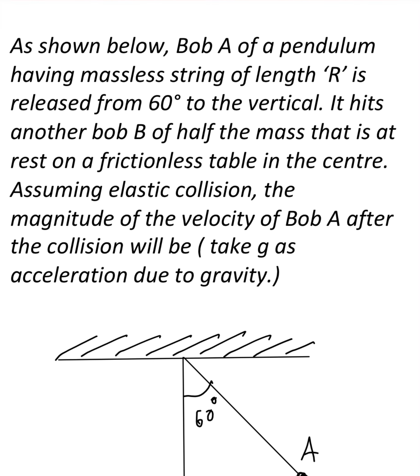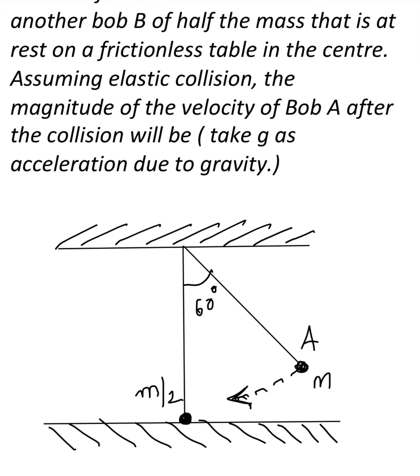As shown below, bob A of a pendulum having massless string of length R is released from 60 degrees to the vertical. It hits another bob B of half the mass that is at rest on a frictionless table in the center. Assuming elastic collision, the magnitude of the velocity of bob A after the collision will be. Take g as acceleration due to gravity.